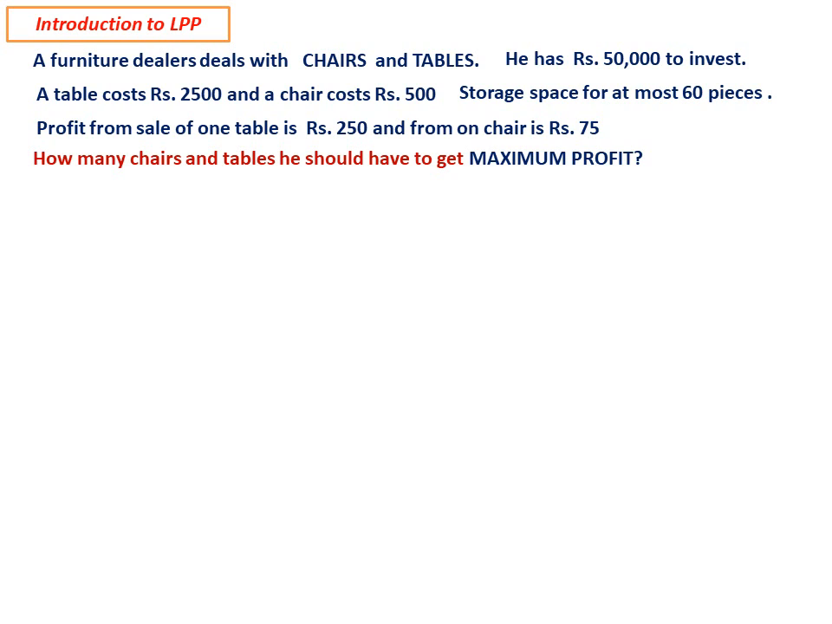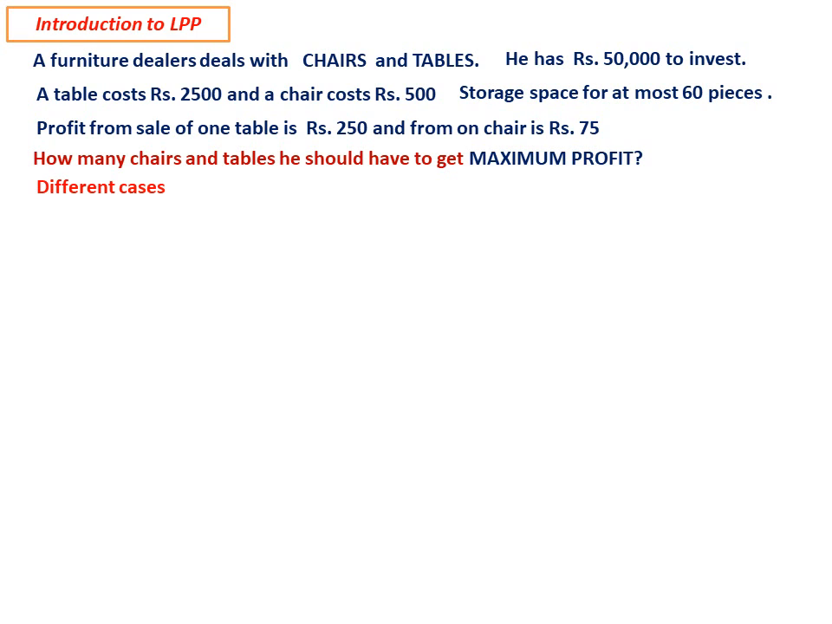With 50,000 rupees investment, 60 pieces which he can accommodate in his storeroom, with the profit of 250 rupees for one table and profit of 75 rupees for one chair, and also cost of one table 2500, cost of one chair 500 rupees, how he has to purchase a number of chairs and tables so that his profit will be maximum without violating any of these conditions. So that is very important.